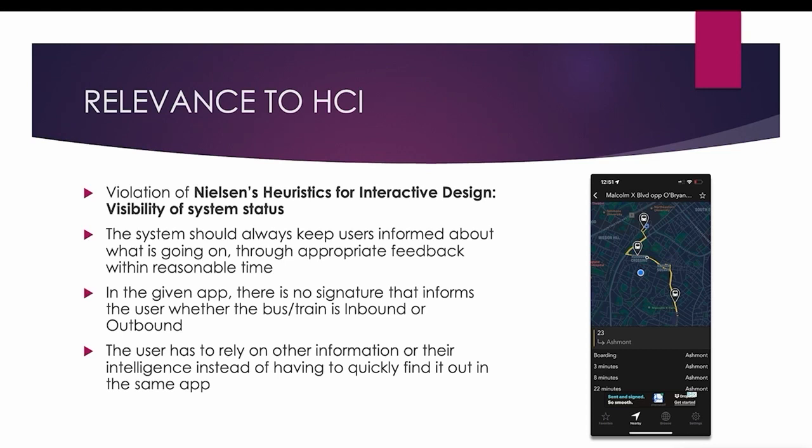Relevance to HCI. Here, this app is in violation of Nielsen's heuristics for interactive design, and the heuristic is visibility of system status. The system should always keep users informed about what is going on through appropriate feedback within reasonable time. However, there is no signature here that signifies whether the bus or the train is inbound or outbound. The user has to rely on other information, like in the screenshot below, it says that the bus is going to Ashmont, or their own intelligence, instead of having to quickly find out where the bus is going in the same app.